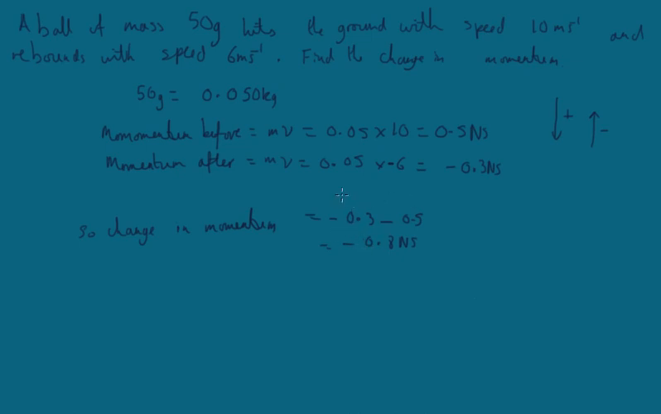So the change of momentum is momentum after minus momentum before. So the after is minus 0.3, and then we minus the one before, which was 0.5. So we've got a loss of momentum in this one because it's negative. If it was positive, momentum would have been gained. So I hope that makes sense.